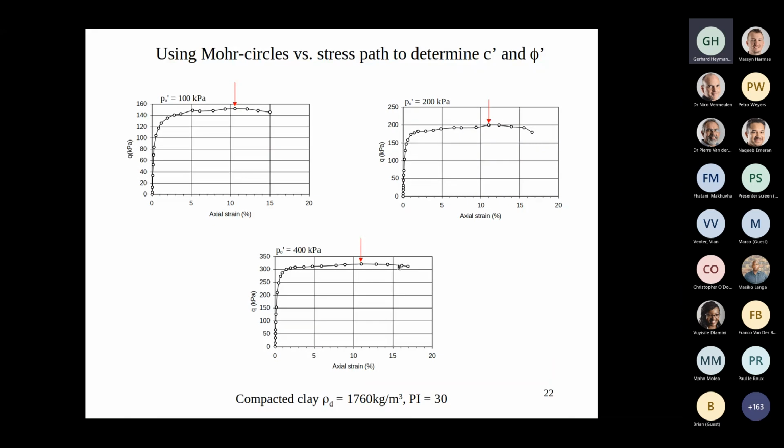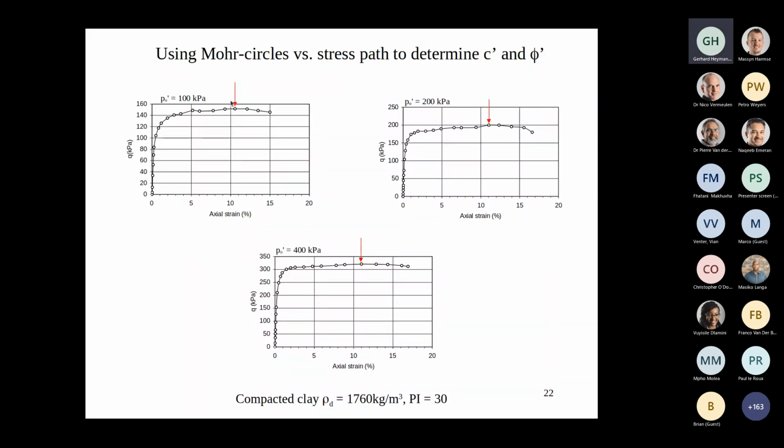Now, let's say we wanted to use Mohr circles to calculate C dash phi dash. The problem with that approach is that you need to identify one Mohr circle and say, I assume this is the Mohr circle that represents failure. Go plot one each for your three triaxial specimens and then draw a line tangentially.